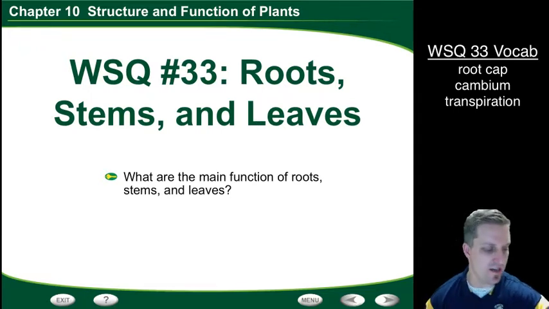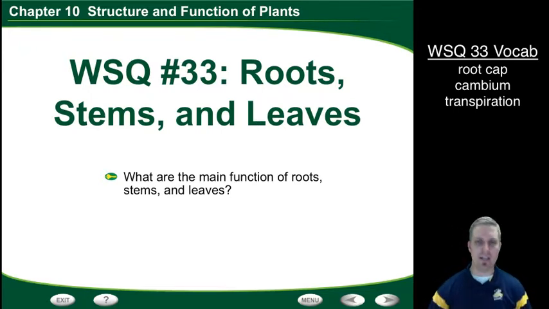Today we're going to be talking about roots, stems, and leaves. So really we're going to be talking about the three main organs or organ structures of plants. Our big objective today is to address what the main functions of roots, stems, and leaves are. What do each of them do and how are they purposed?